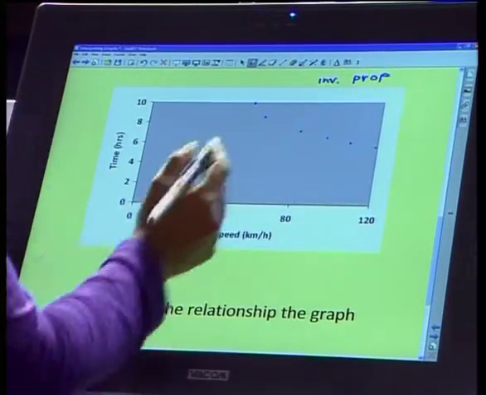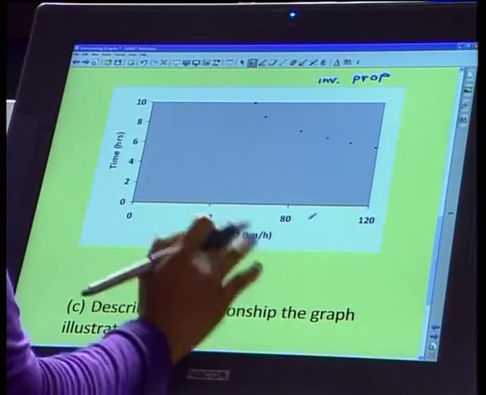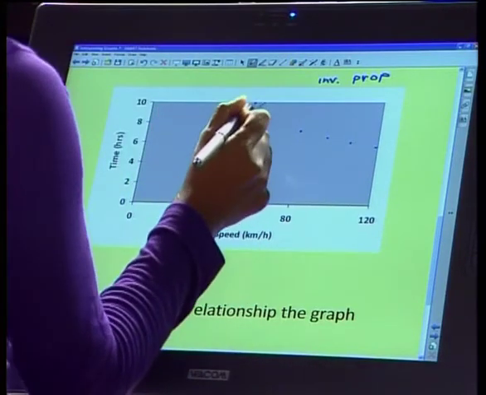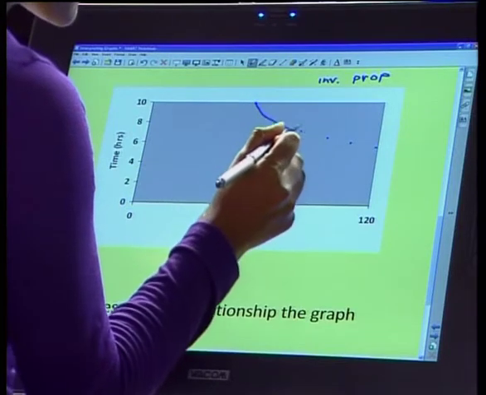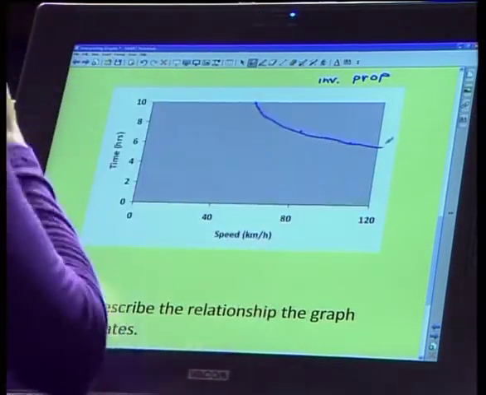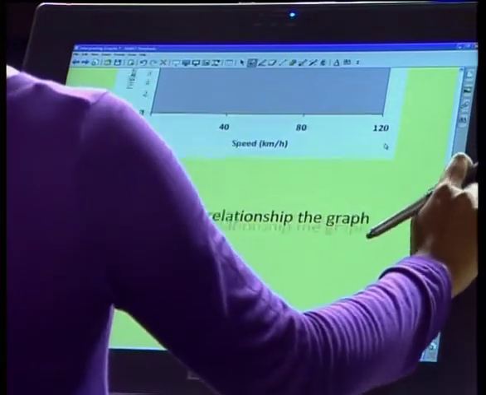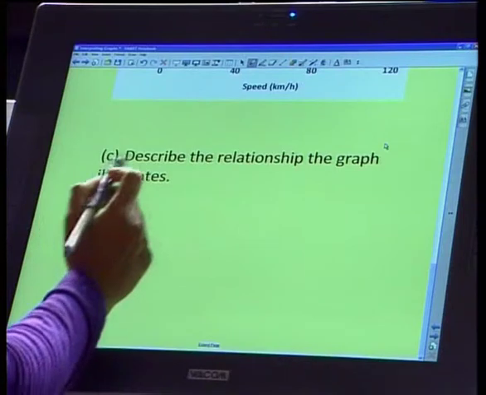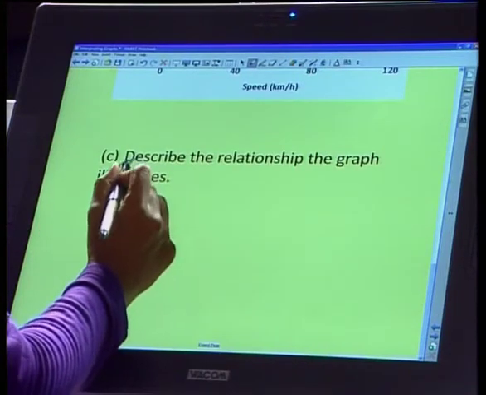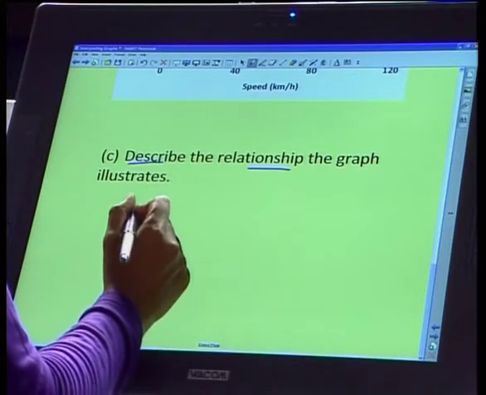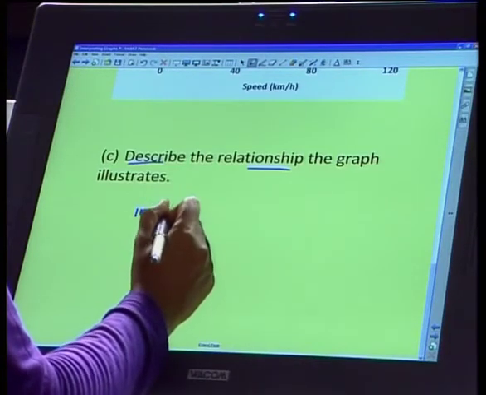You can in fact join the dots because both speed and time are continuous. So if we do join the dots up, our shape becomes quite apparent. So definitely an inversely proportional relationship, which in fact helps us to answer the last part, which says, describe the relationship the graph illustrates. It is illustrating an inverse relationship.